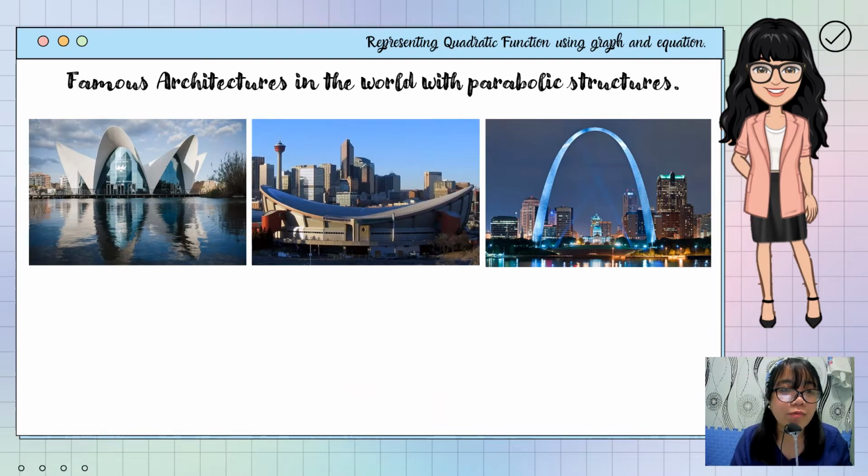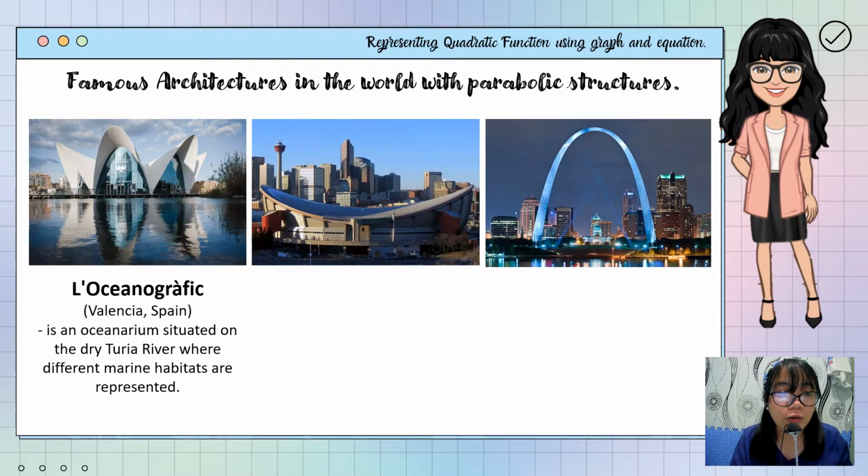Now here are some famous architectures in the world with parabolic structures. We have the Oceanographic, which is an oceanarium situated in Valencia, Spain. So this is situated on the dry Turia River, where different marine habitats are represented. So the structure of the oceanarium is similar to a parabolic shape.